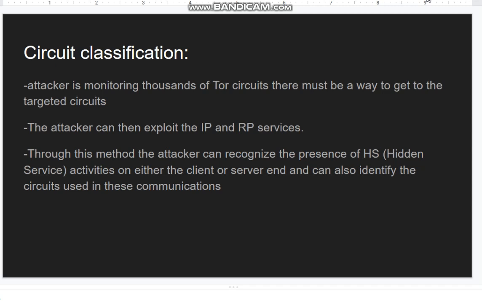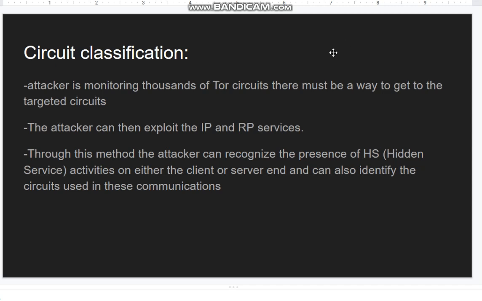So, circuit classification is another method for de-anonymization of TOR. In this, we basically classified the 5 circuits. There are 5 types of circuits: the client IP, client RP, HSIP, HSRP, and general circuits.